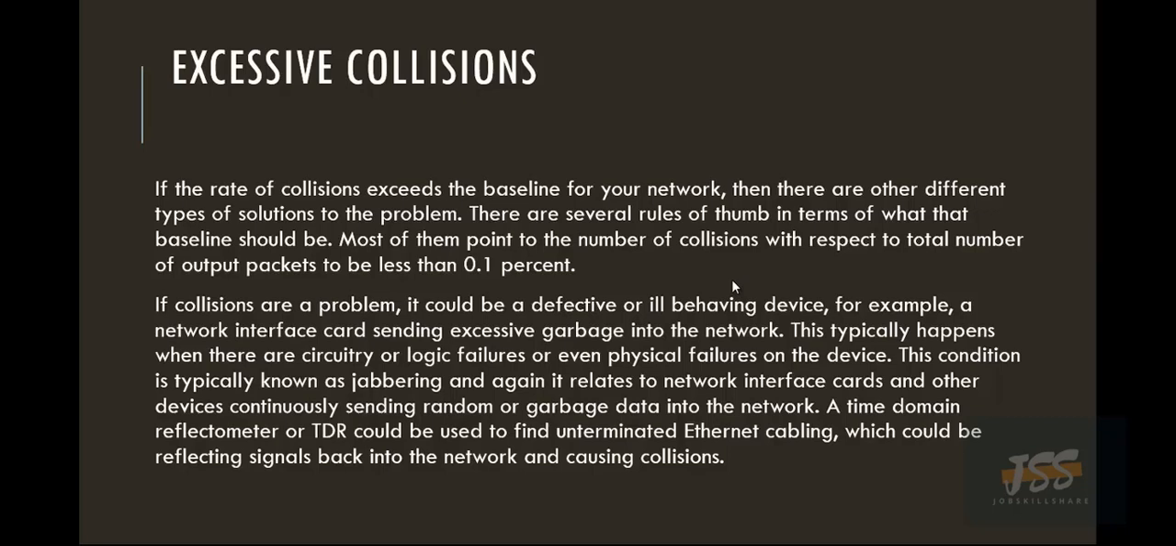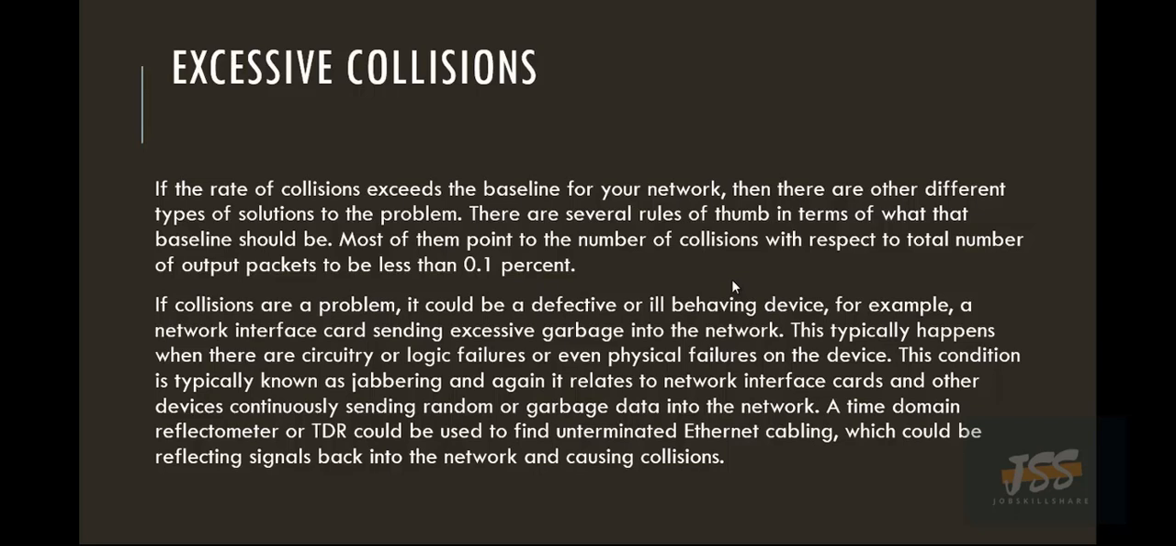It means that if collisions are a problem, it could be a defective or ill-behaving device. So your device needs to be functioning properly, for example, a network interface card sending excessive garbage in the network. So this is a physical issue. Your network card could be faulty. This typically happens when there are circuitry or logic failures or even physical failures on the device. That's very common. It is a circuit device and you can encounter problems any day. This condition is typically known as jabbering, and again it relates to network interface card issues. So you need to monitor that as well.